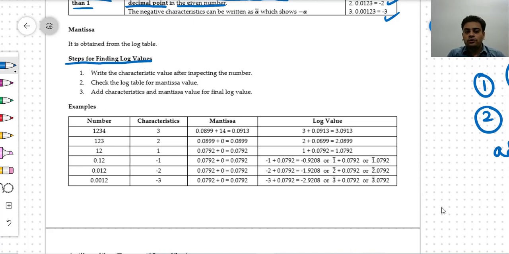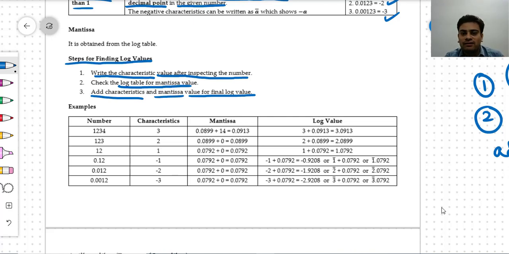First, write the characteristic value after inspecting the number. You need to observe the number, and by observing only, you can find the characteristic. Then you check the log table for the Mantissa value, as I told you, we always find it from the log tables. The third step is to add the characteristic and Mantissa value for the final log value. That will give you the final value of the log of the number, right?